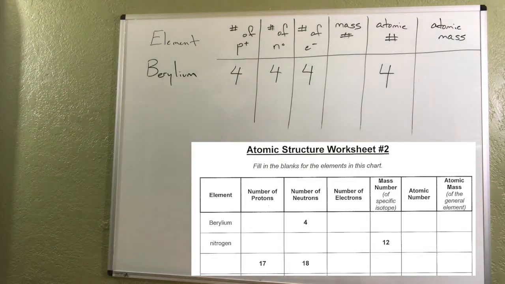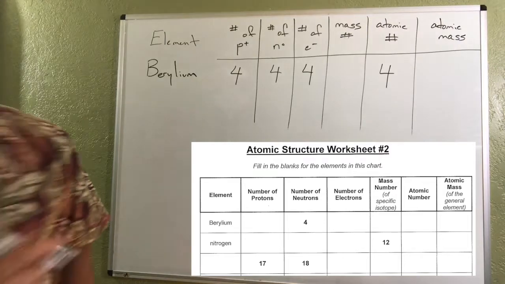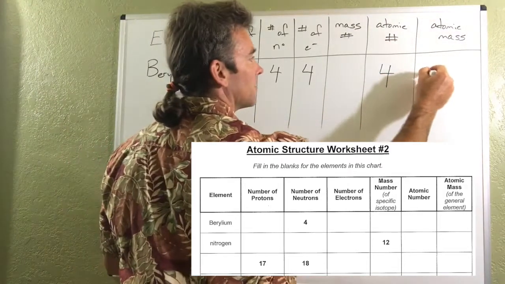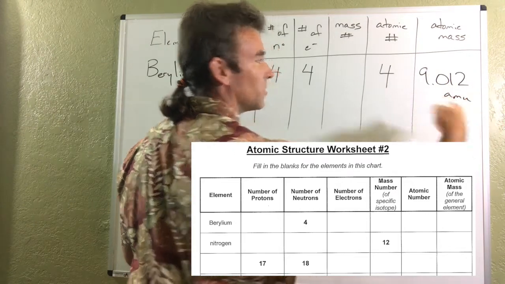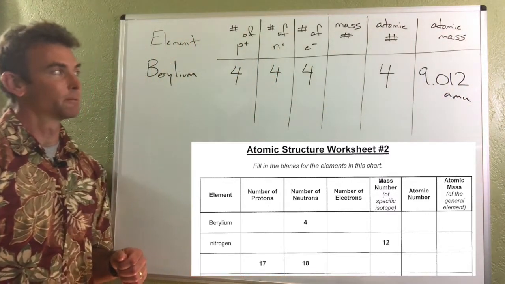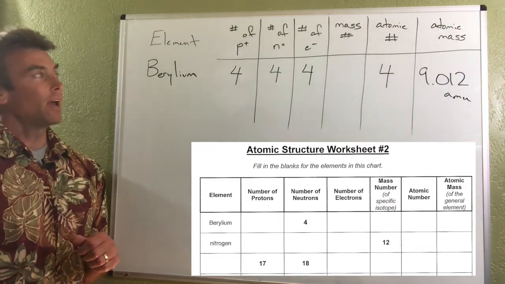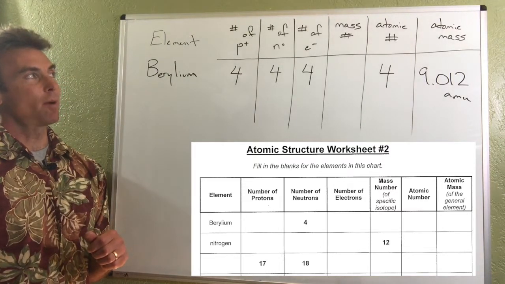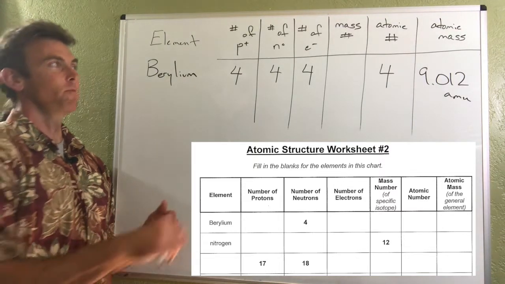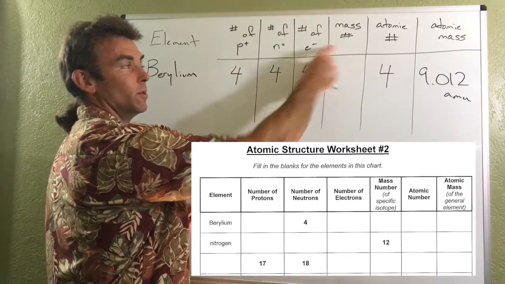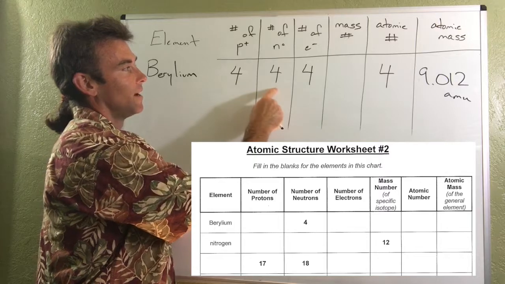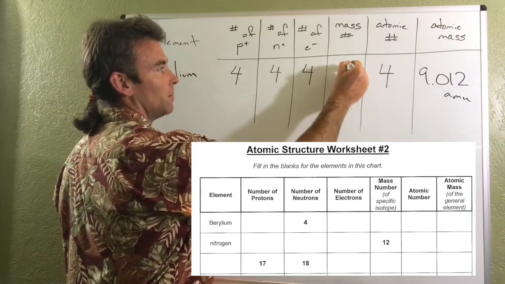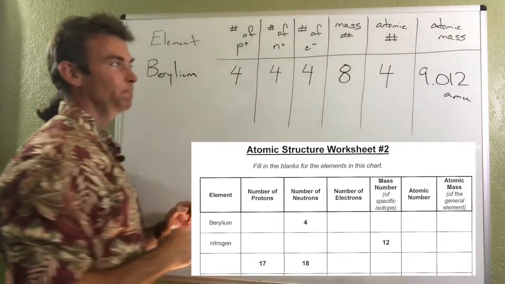For the atomic mass, that again is just straight off of the periodic table. So let's see. I'll just round it. I've got 9.012 AMU plus a whole bunch of other decimal points. And what we can do now is figure out the mass number, because we remember that mass is only due to protons and neutrons. So I've got 4 protons, I've got 4 neutrons. That means my mass number is 8.